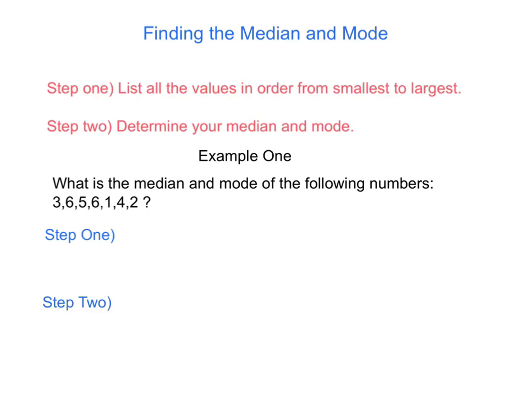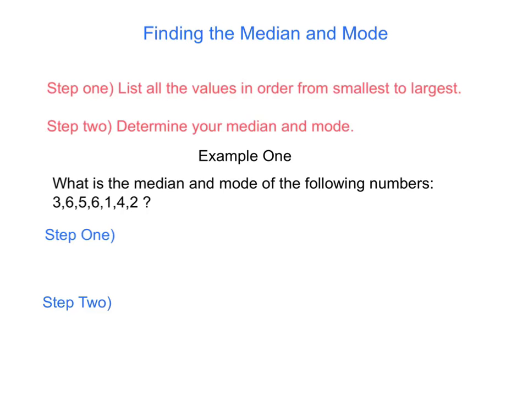So finding the median and the mode. There are a couple of steps that will help us when we're looking for this. Step 1 is to list all the values in order from smallest to largest. So when we're looking at a bunch of numbers, it's just listing them in order. And step 2 is determining your median and mode once you've got it. Step 1 is the easy part, and everything else will fall into place. So let's use what we just looked at and look at example 1.